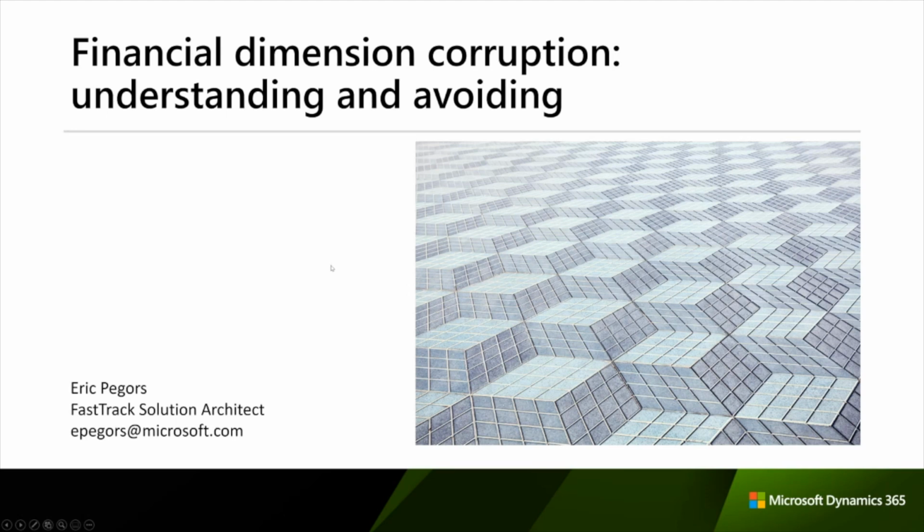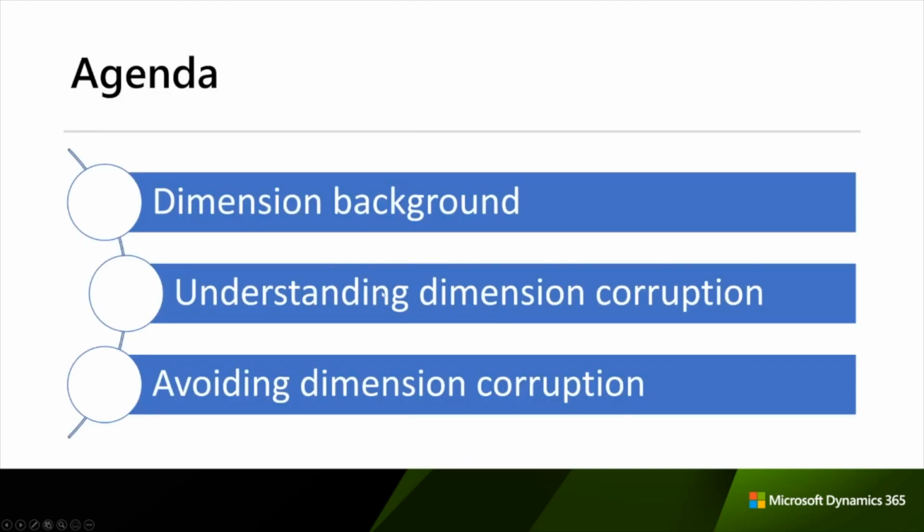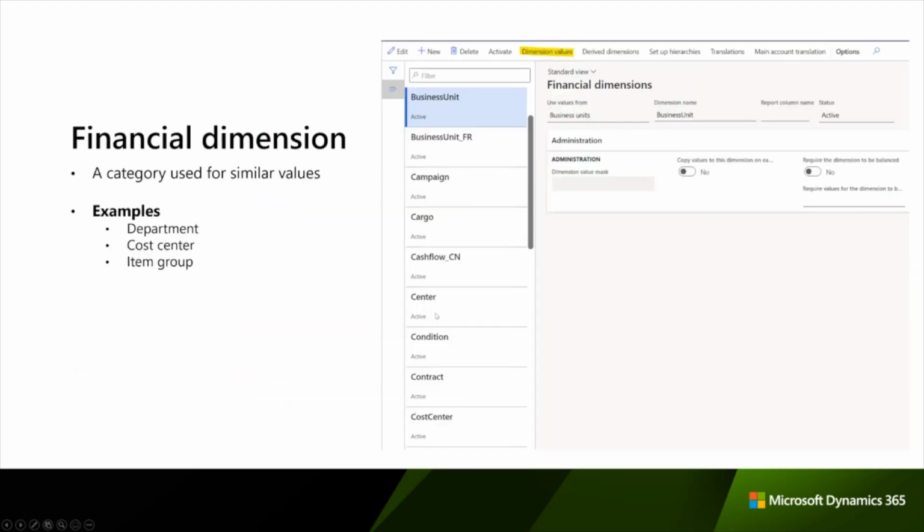So let's get started. Our agenda today is we're going to get some background on dimensions so that we can put the guidance in context. We're going to talk about what dimension corruption looks like and understand it, and then we're going to talk about avoiding it. So the first thing is the dimension background.